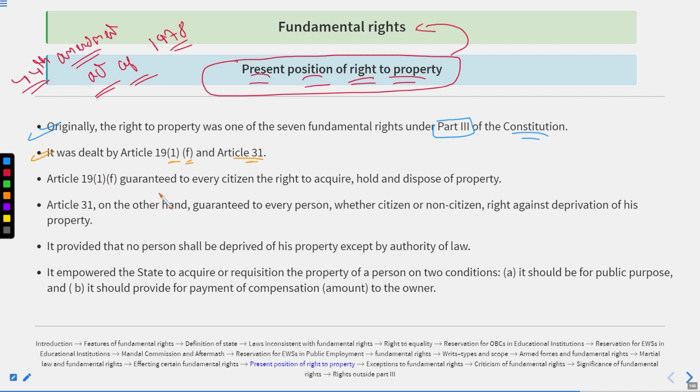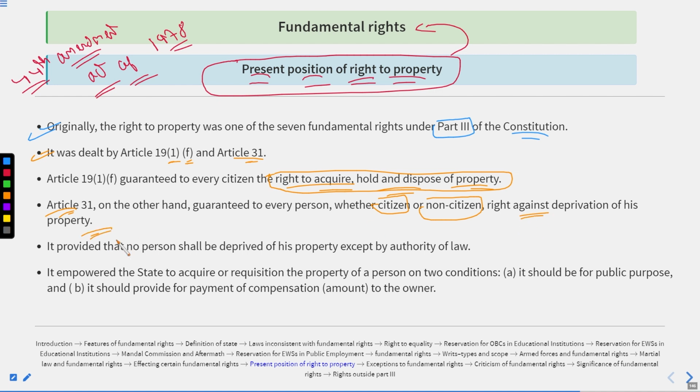Article 19(1)(f) guaranteed every citizen the right to acquire, hold, and dispose of property, all right, which is under the category of right to freedom. Article 31, on the other hand, guaranteed to every person, whether he is a citizen or a non-citizen, means the foreigners, the right against deprivation of his property.